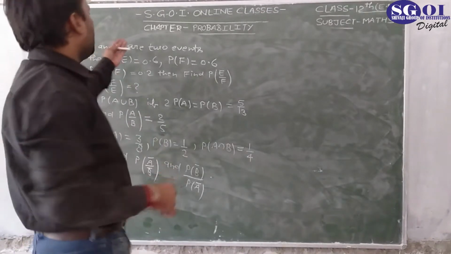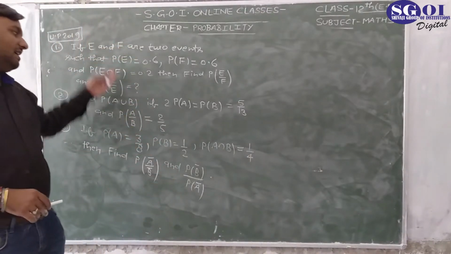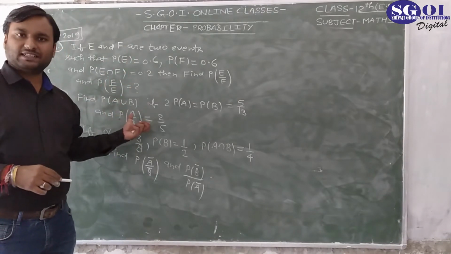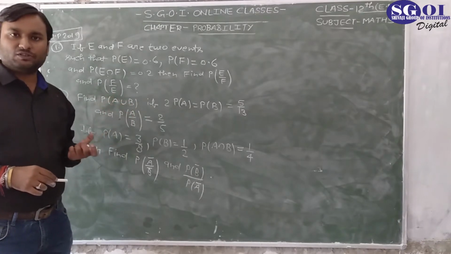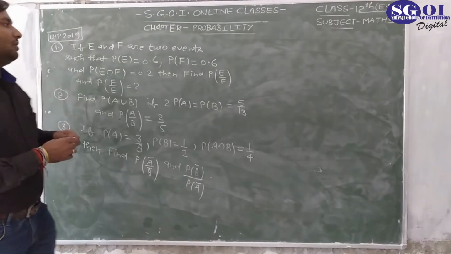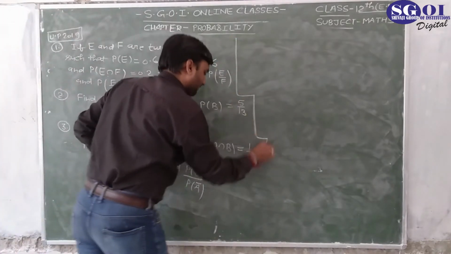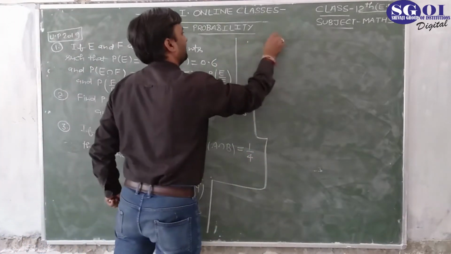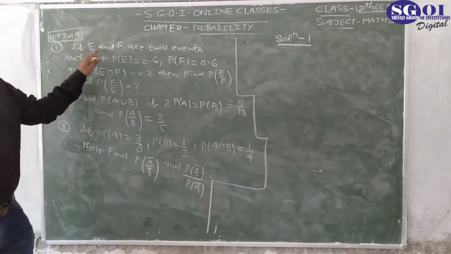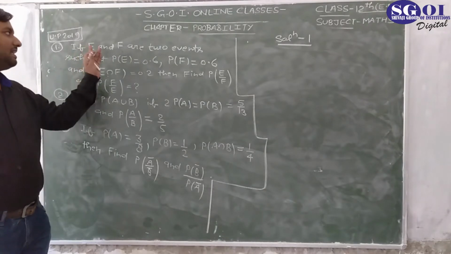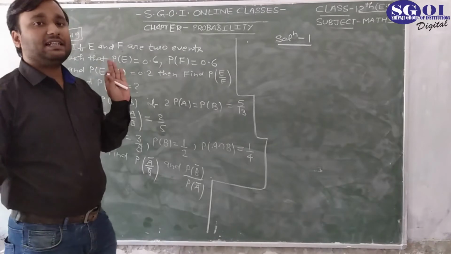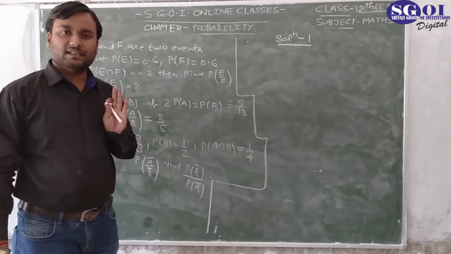So students, here are some problems which are asked in the board exam. These problems are asked as short questions, that means for 1 mark or 2 marks. These problems are so simple. So I can solve the first problem. The first problem is: suppose E and F are two events. So what are events? Events are subsets of the sample space.